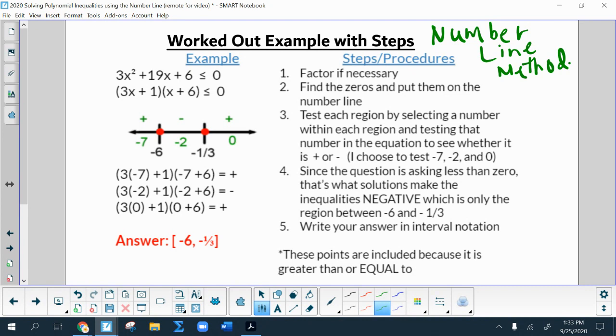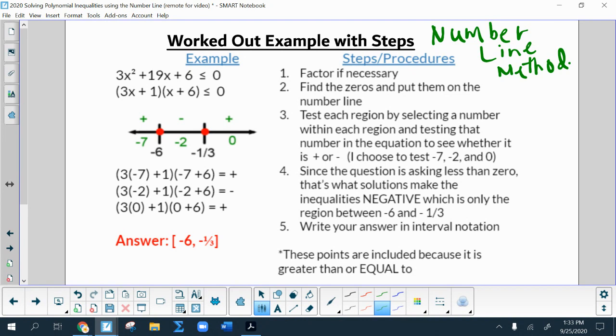Okay, so you have to have it equal to 0, just like a normal factoring problem. Once you've factored it, then you find the zeros and you put the zeros on the number line in the correct order. So on this problem, I factored it into 3x plus 1 times x plus 6, but x plus 6, that factor is -6. That needs to go on the left spot on the number line. Otherwise, you're going to get confused when you go to do the test.